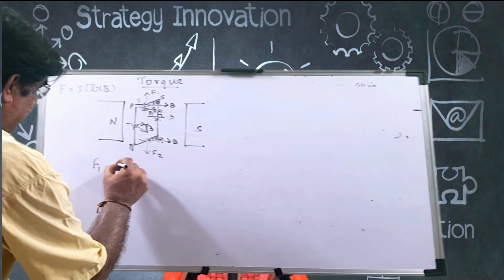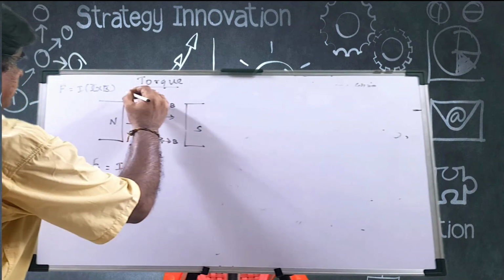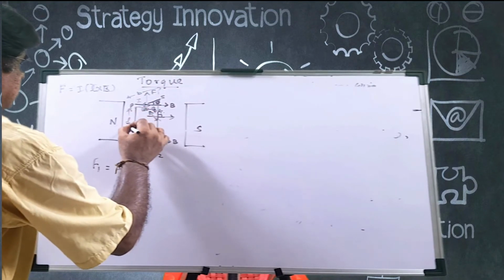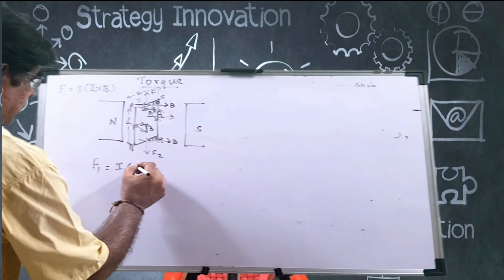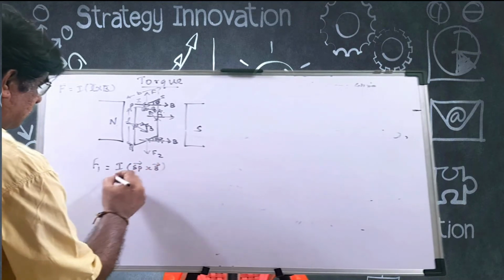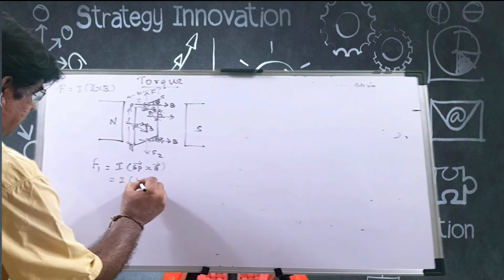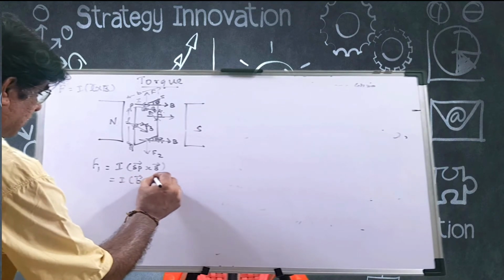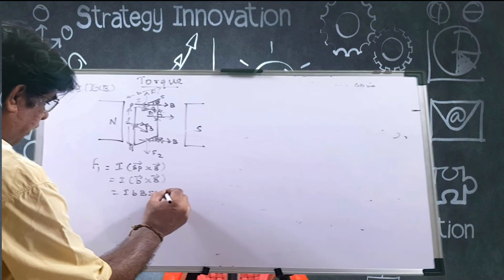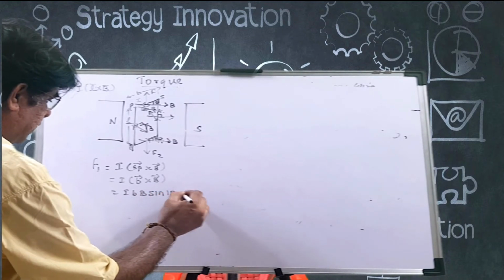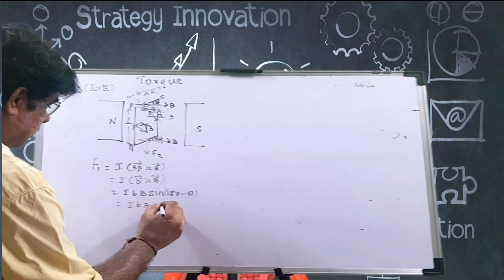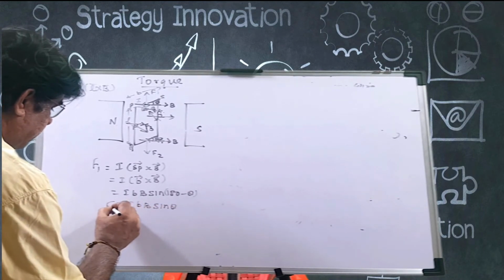F1 will be I into L. The length is this part. This is your breadth of the conductor. It's a rectangular coil. This is length. This is SP. So I'll take this SP as a vector cross B, which will be I into SP is a breadth now, so b cross B, which will be I b B sine 180 minus theta, because the angle here is 180 minus theta for me here, which will be I b B sine theta. So this is my F1.